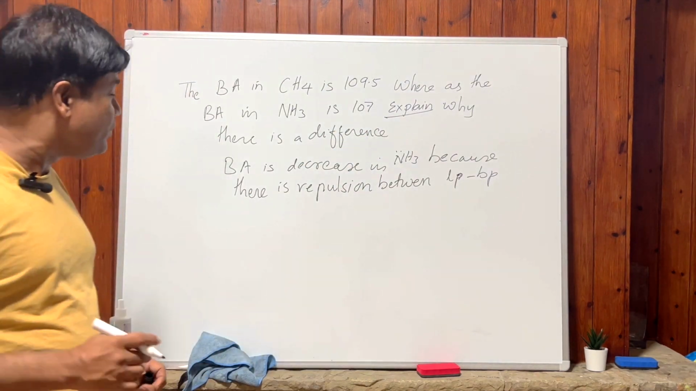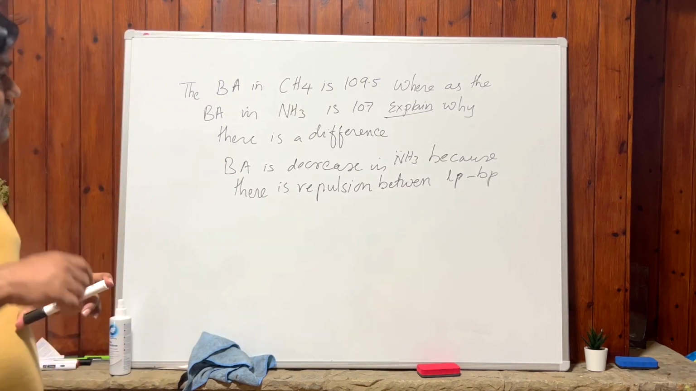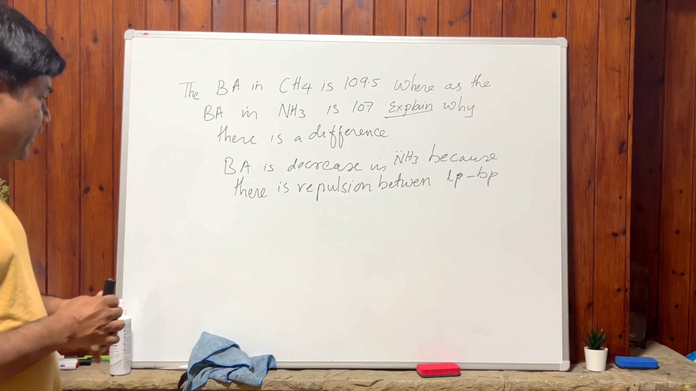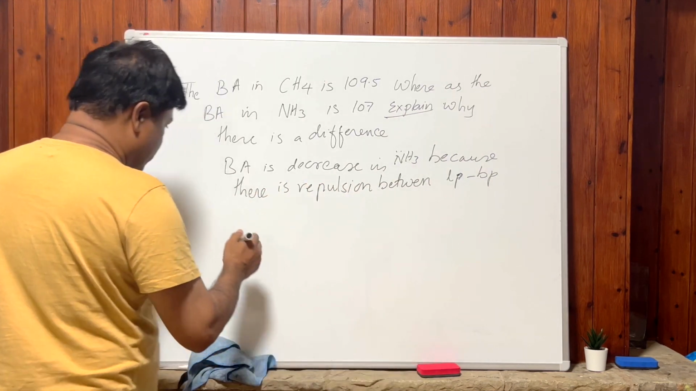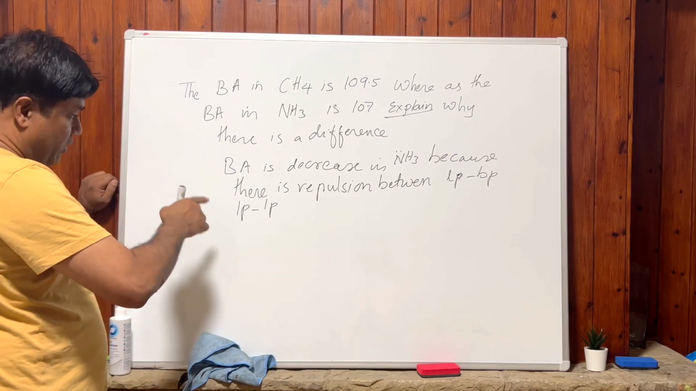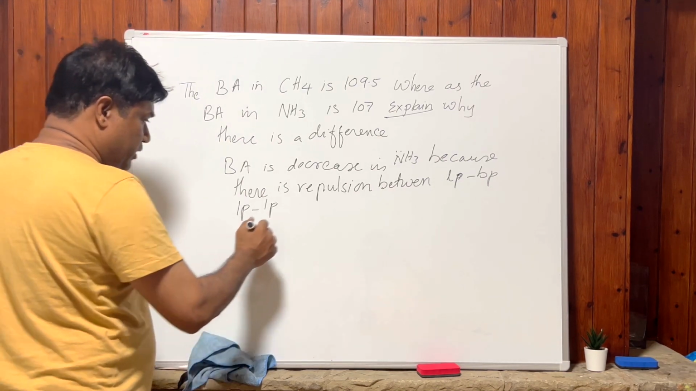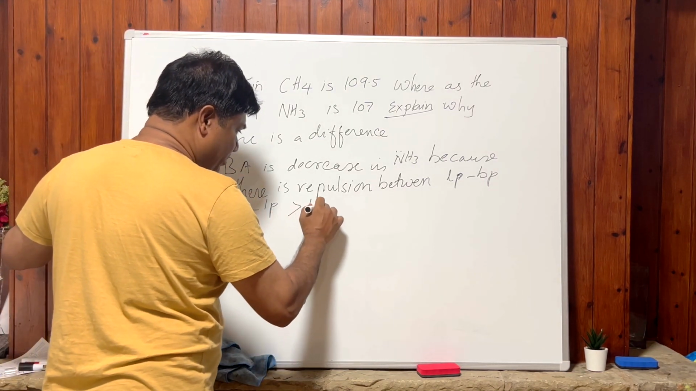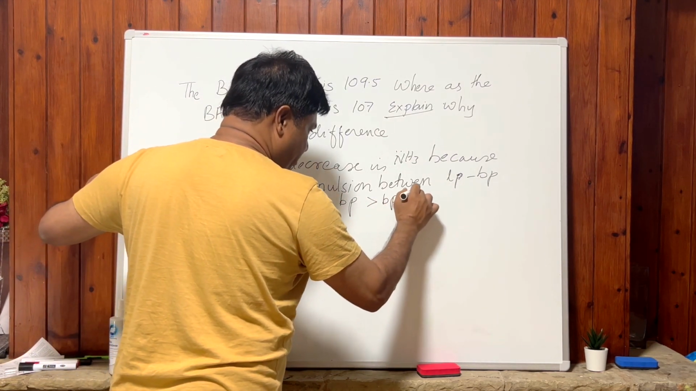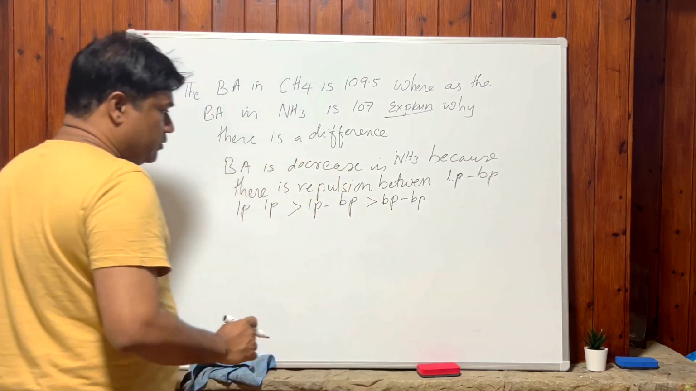No doubt, because of the presence of one lone pair, the bond angle decreases. But what's the actual reason, guys? The actual reason is there is a repulsion between the lone pair and bond pair. The degree of repulsion we work out like this: LP-LP, lone pair lone pair, has more repulsion, which is greater than LP-BP, lone pair bond pair, which is greater than BP-BP, bond pair bond pair. We will come across this type of example soon.